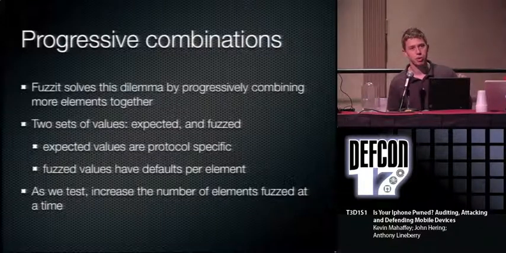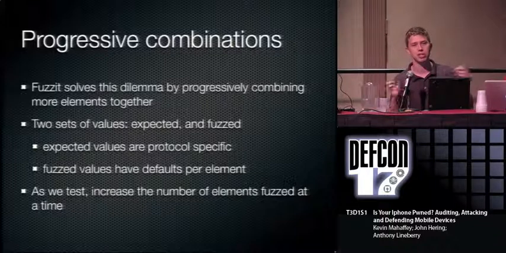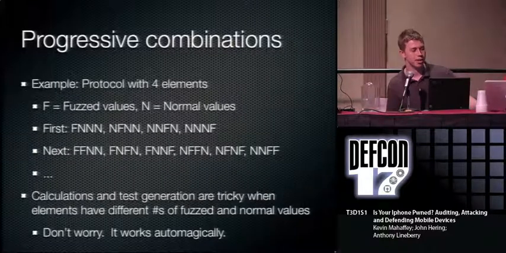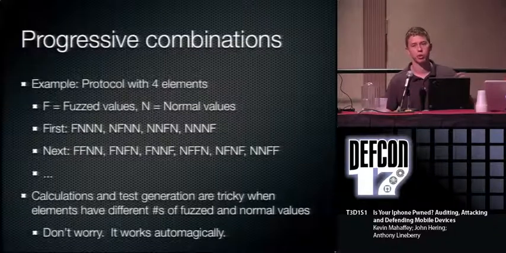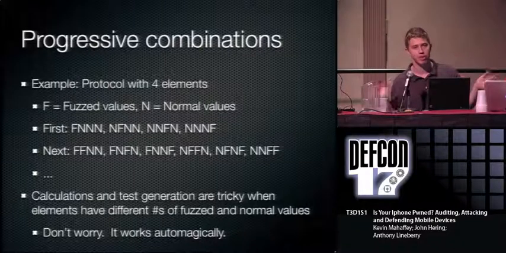As we test, we want to increase the amount of elements we're combining together with their fuzz values. And here's a little example. Imagine you have a protocol with 4 elements. You start with fuzzing one thing at a time, and the rest take their normal values, and it'll iterate through all of that. After you exhaust all of those, that is what we're saying is the most likely to find a bug: just fuzzing one thing. But then after we exhaust those, you go to 2 at a time. And so you fuzz 2 values and iterate through all that.